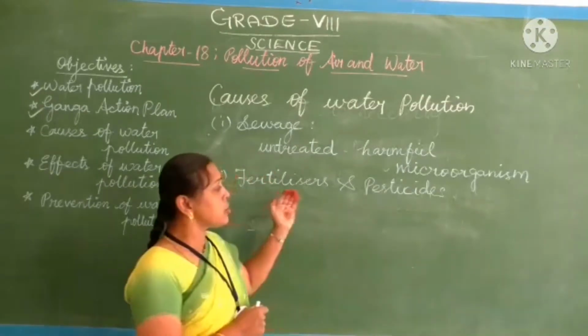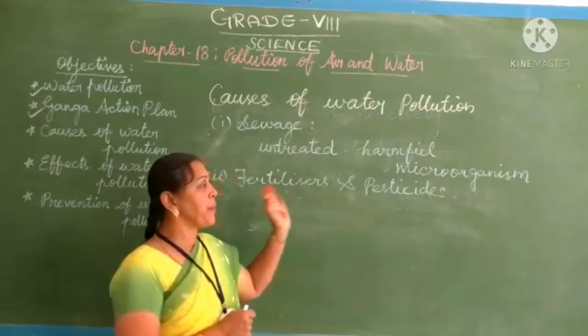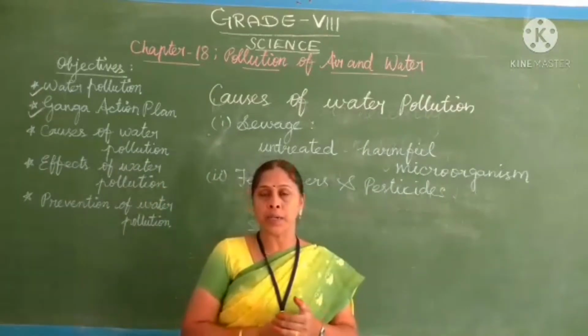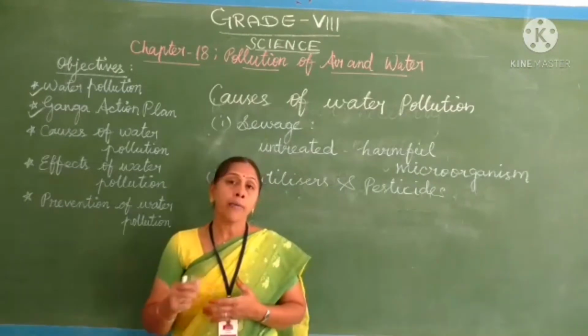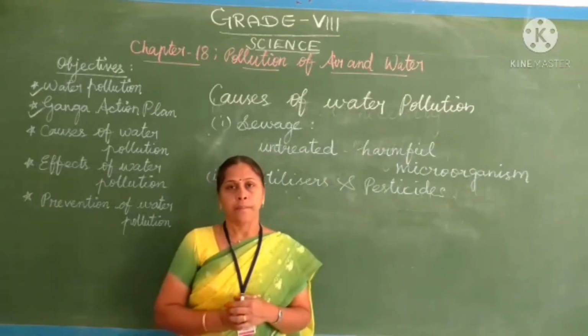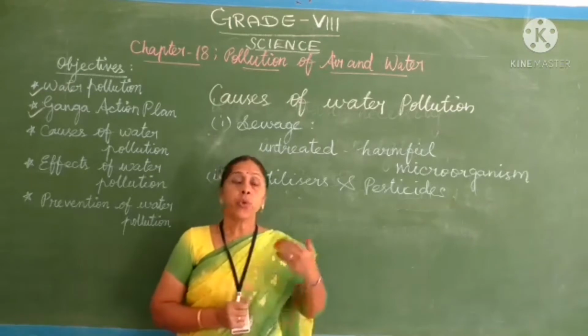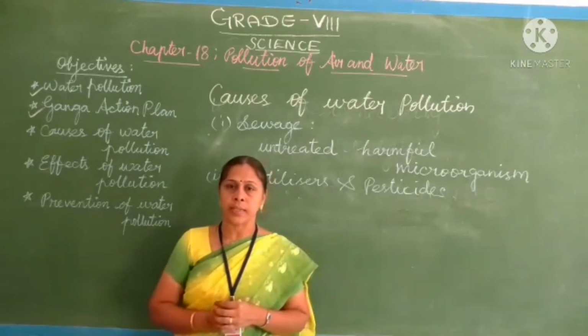So these two things, that is fertilizers and pesticides, are used by farmers for the growth of the plant and also to kill the harmful insects and pests. To get good yield, farmers are using this.